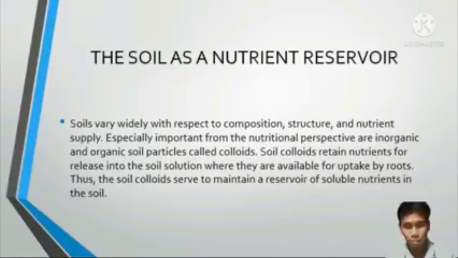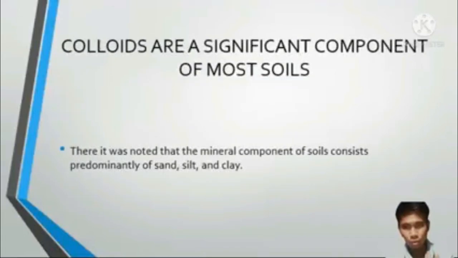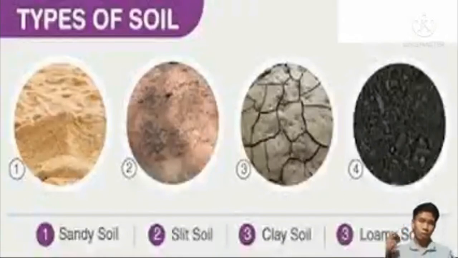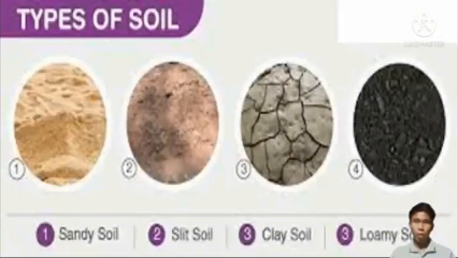So next, we have the different kinds of soil, and also the significance of each is different. We have the sand, silt, and clay soil. So you can see behind me the four examples of soil. We have sandy, silt, and clay, and loam soil. So they each have their own specific structure. They also have different compositions. They also have different nutrient supply.